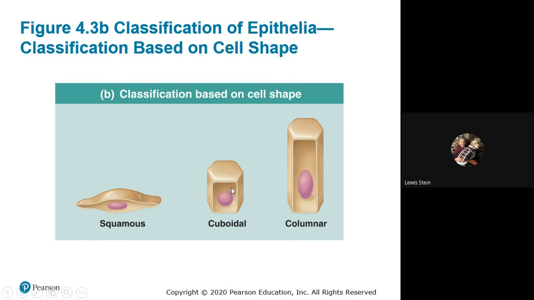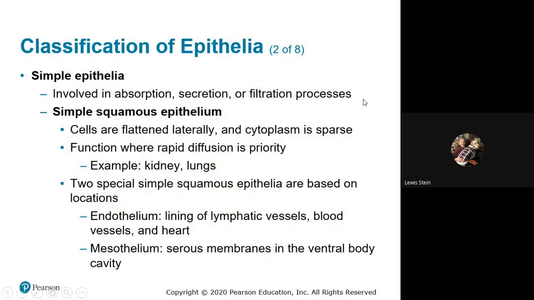Cuboidal, once you get thicker, more production, secretion or processing, absorption. Columnar, even a greater amount. So the shape, again, relationship between form and function. That's what this is all about. So simple, flattened laterally, not a lot of cytoplasm, kidneys and lungs.